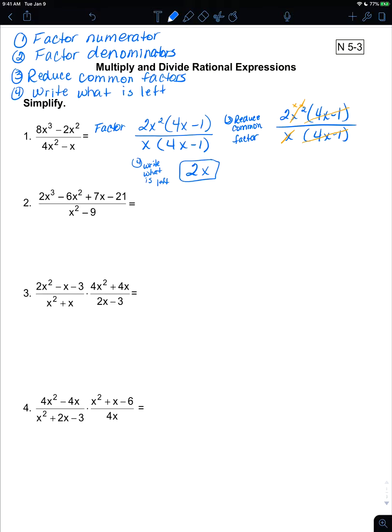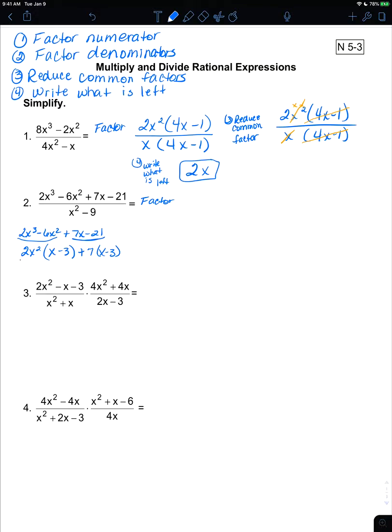Okay, so now we're going to go to number 2. We're going to factor everything. Well, the numerator is 4 terms, and so when we think of 4 terms, we're going to think of grouping. So I'm going to rewrite this one down here just so that we can factor it. So if I factor a GCF out of that, I've got 2x squared. Then what I have left is x minus 3. Now if I factor my GCF out of the last 2 terms, I've got that positive 7. And it's x minus 3.